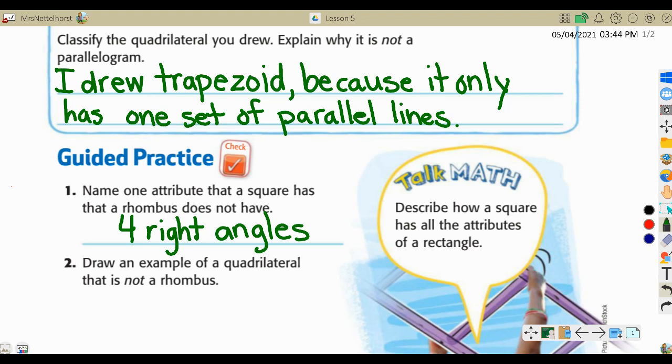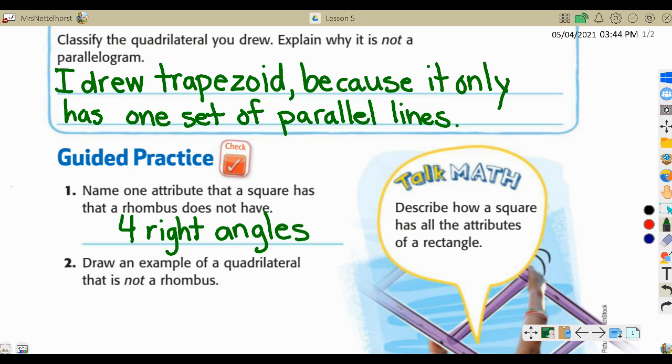Okay, draw an example of a quadrilateral that is not a rhombus. You have quite a few examples. So pause the video, draw one. When you come back, I'm going to draw all the possibilities. Okay, go ahead and pause. Okay, I'm going to give you all the possibilities. You only need to have one of them.